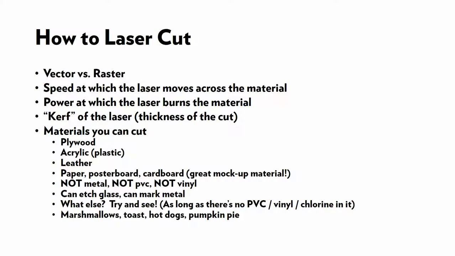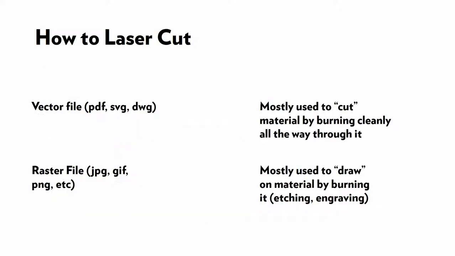We can etch glass, but we can't cut it, and we can mark metal, but we can't cut it. We have friends in town who can cut metal with a laser, but we won't be able to do it for just this quick weekend. So what else can you do? Well, try and see. As long as there's no PVC or vinyl or chlorine in it, we're happy to try it out. We've done marshmallows, toast, hot dogs, pumpkin pie, and it's a lot of fun.